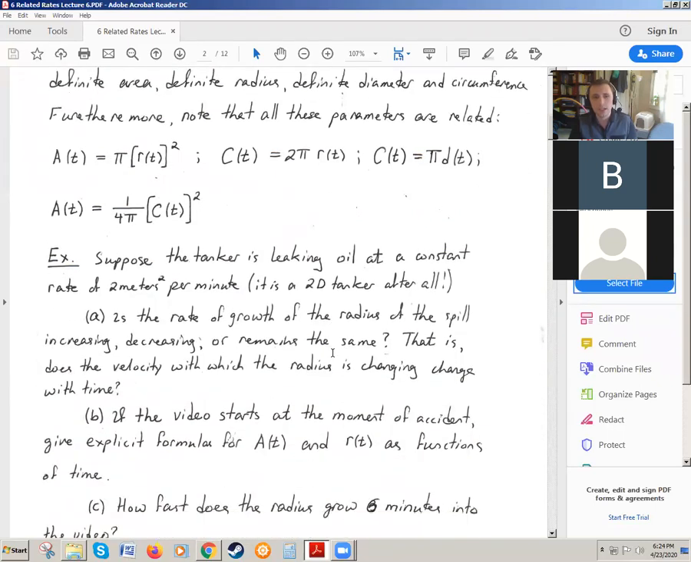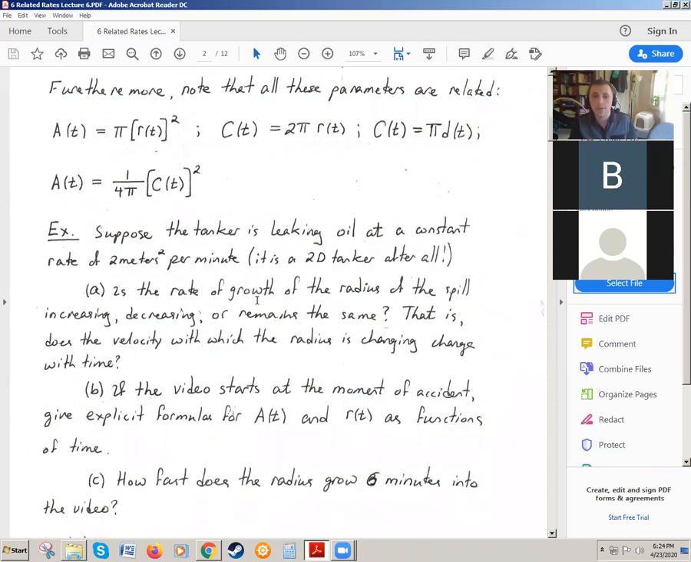So here is that same example, but let's try to solve a few things about it. Suppose that the tanker is leaking oil at a constant rate of 2 meters squared per minute, which means that the area grows at that rate, because you know how fast the faucet is spilling, how fast the oil is emptying into its two-dimensional lake. We know that it's 2 meters squared per minute, okay? So several questions to see how you feel about this quantity. You have to imagine it.